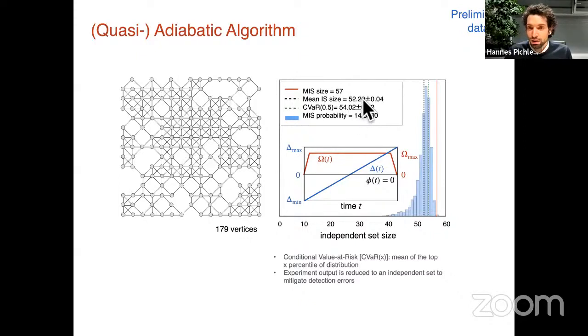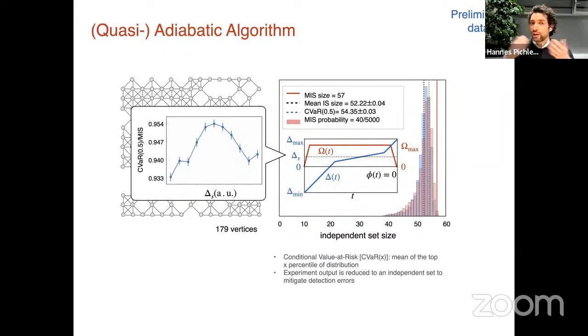But maybe the average is not really that important. What you really care about is, if in some instances you get a very poor result, you don't really care. You just run the algorithm again. So what you care about is the best subset of shots that you have. One way of quantifying this is to look at the conditional value at risk, which tells you the mean of the top half of the shots. In this case, it was 54. It's already quite close. What you can do then is some sort of variational optimization, right?